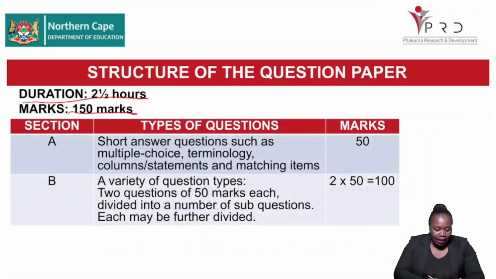Section A and Section B, only two sections. In the past, we had three sections, section A, B, and C. Do not prepare for section C anymore. Just a reminder of that.